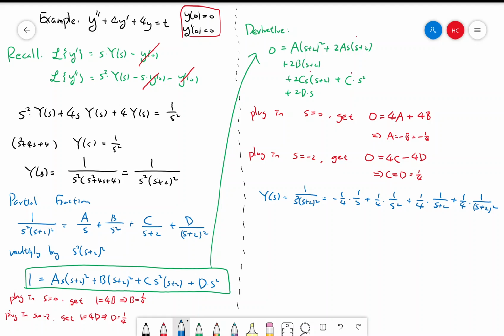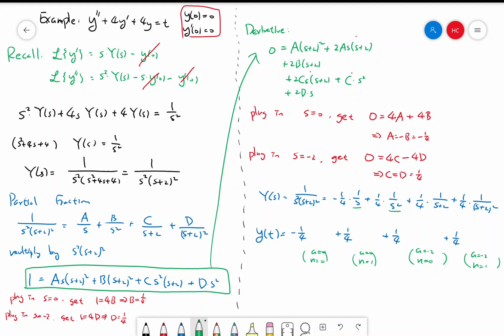And to figure out what the original function, little y of t, is, all we need to do is take the inverse Laplace transform. So the coefficients stay there. For the first two terms, there's no shifting, so a is equal to 0. n is equal to 0 for the first one and n is equal to 1 for the second one. For the third and fourth terms, there's shifting going on. a is negative 2, and n is 0 and 1 respectively.